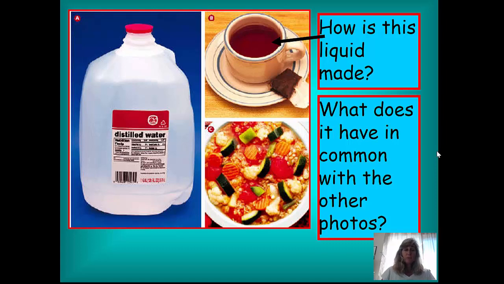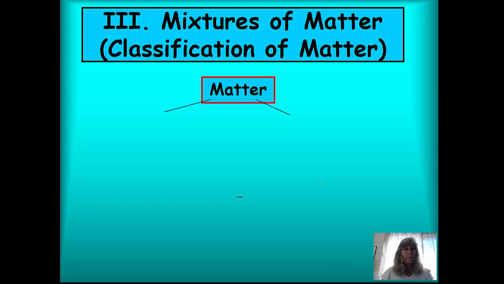So look at my pictures here. We've got distilled water, we've got tea, and I don't know, vegetable soup, minestrone, looks like vegetables. What do they all have in common? Think about it. Yep, they're all made of water. So they all do have something in common. They're all made of matter.